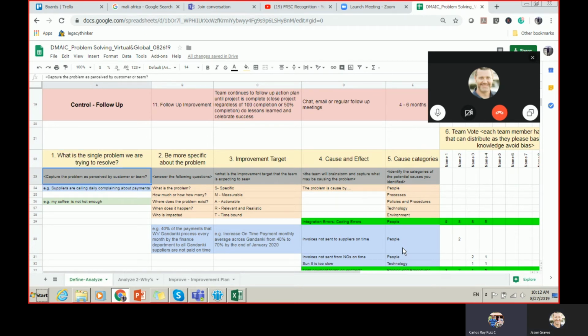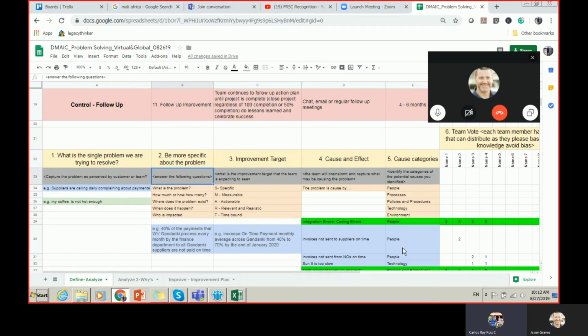So step one, and this is probably something you, Jason, could capture. Maybe 1 and 2 is something you can capture, which is, what is the problem that we are trying to resolve? I'm giving you 2 examples. One is suppliers are calling daily complaining about payments. And then I made one that is more like a funny one so people understand that this works with any problem: my coffee is not hot enough.